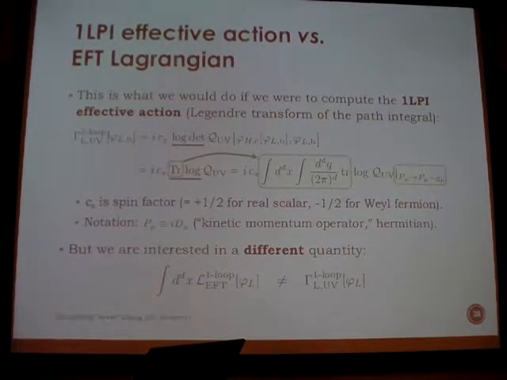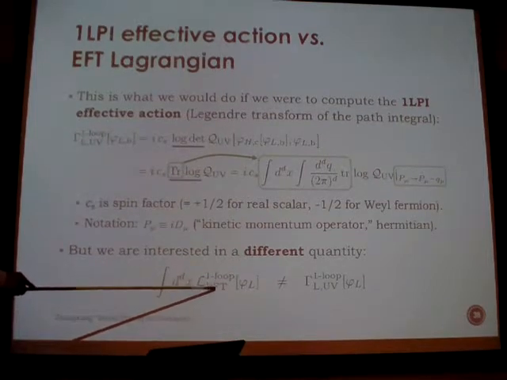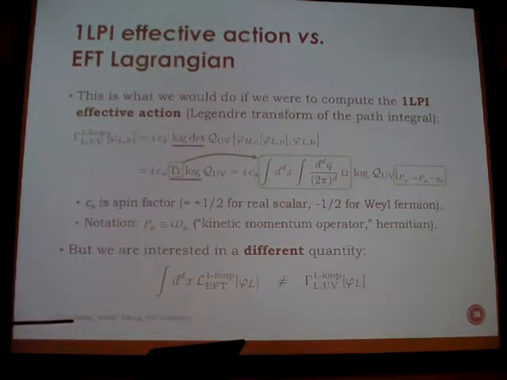But in the matching calculation, we're really interested in a different quantity. What we want to calculate is the one-loop effective field theory Lagrangian and not the 1PI effective action. So these are different quantities. And actually, the relation between these two quantities has been the source of most of the confusion in the previous literature.